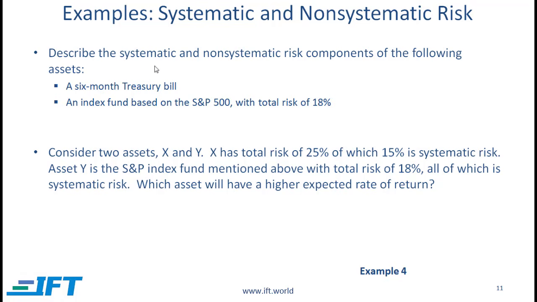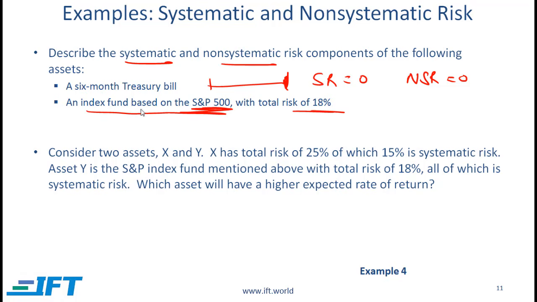Let's look at some examples. Describe the systematic and non-systematic risk components of the following assets. A 6-month T-bill. With a 6-month T-bill, you know exactly how much you are going to get after 6 months, so there is no risk. The systematic risk is 0 and the non-systematic risk is also 0. The variance, therefore, is 0.